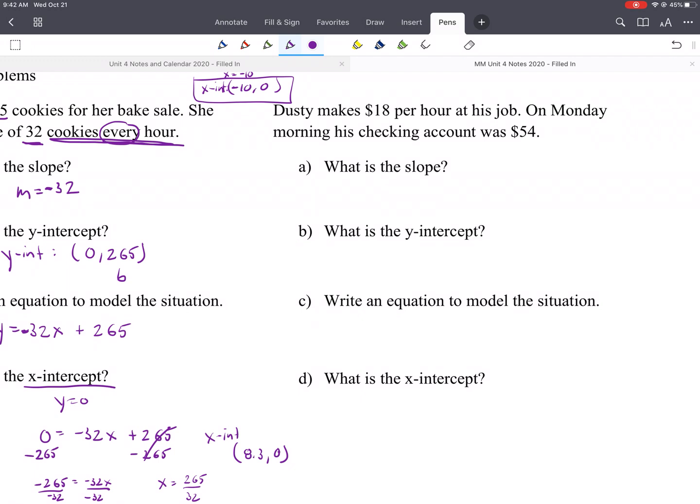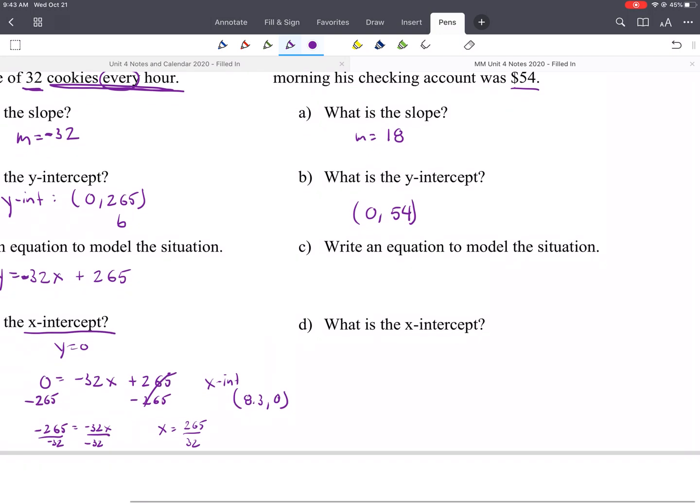So here, Dusty is making $18 per hour at his job, and Monday morning his checking account was $54. So what would be the slope? Well, he gets $18 per hour. So per is kind of your keyword. Intercept, what's the initial value? It's 54. Okay, so the y-intercept would be (0, 54).